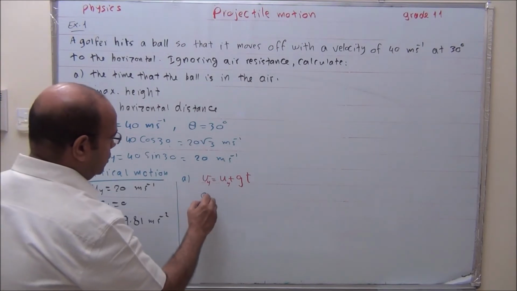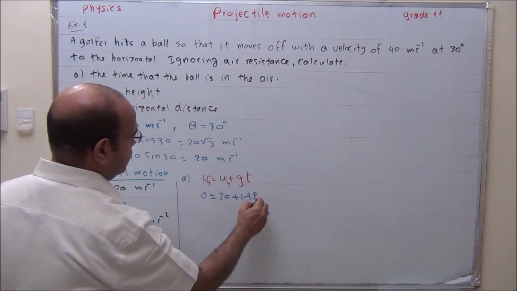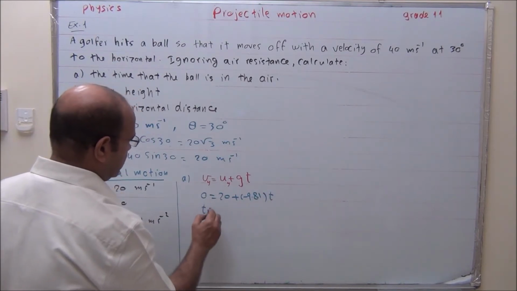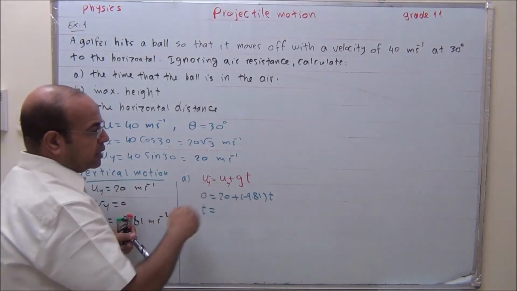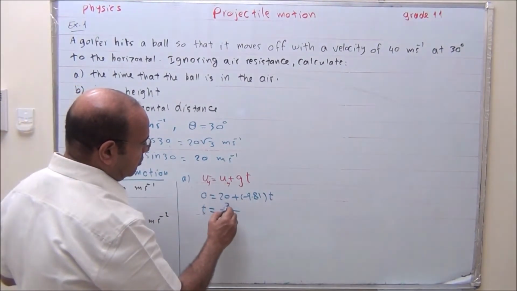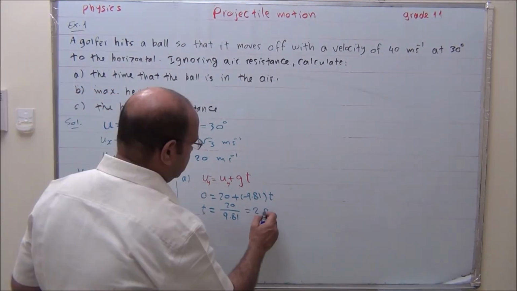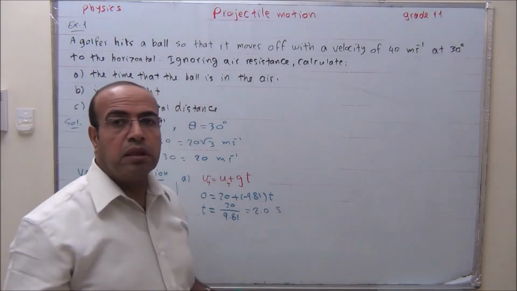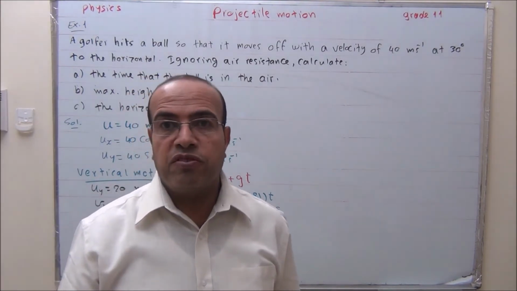Vy equals 0, Uy equals 20 plus negative 9.81 multiplied by t. We move 20 to the other side, it becomes negative. Negative cancels with negative, so the time is 20 divided by 9.81. It's 2.0 seconds. This is the time of maximum height, but we need the time of flight.